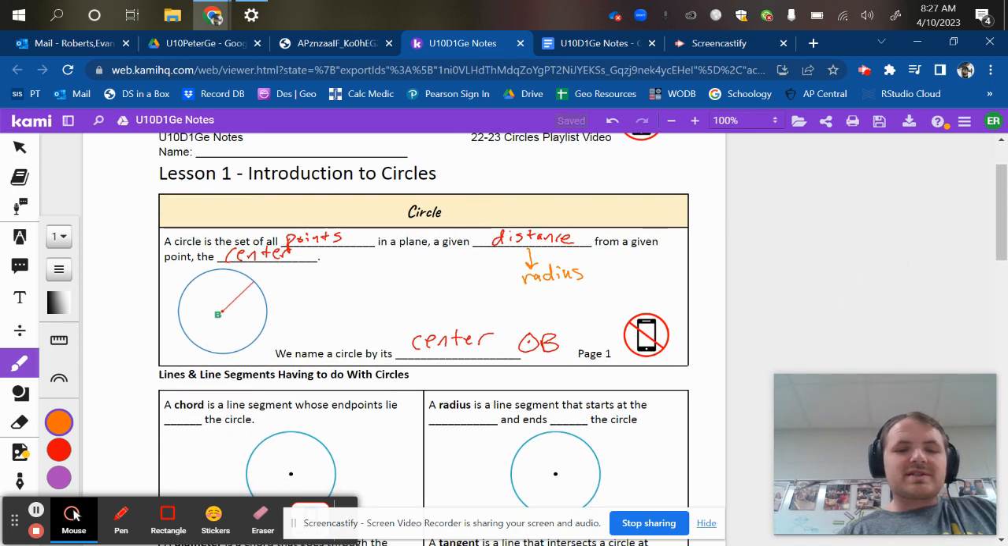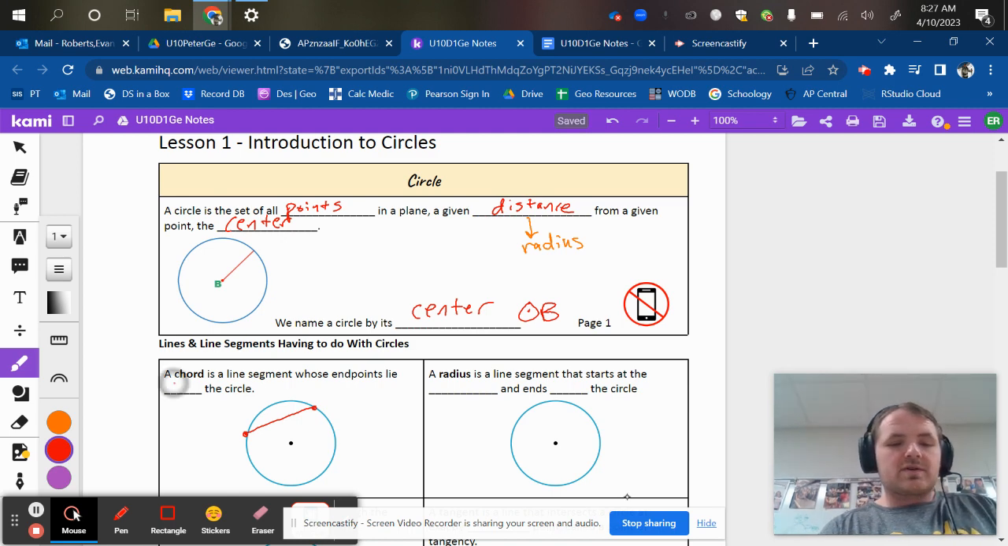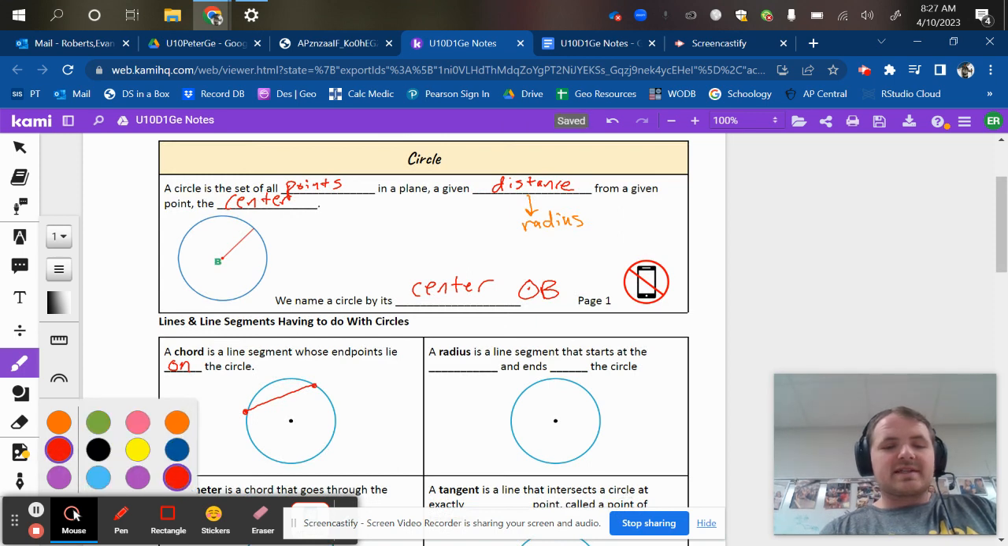Some other situations that happen in a circle are lines or segments not at the center point. Our first situation of that is called a chord. So something like this, just connecting two random dots that don't necessarily go through the center. So it's a line segment whose endpoints lie on the circle. And again, it would be any two points, so like that is a red chord.